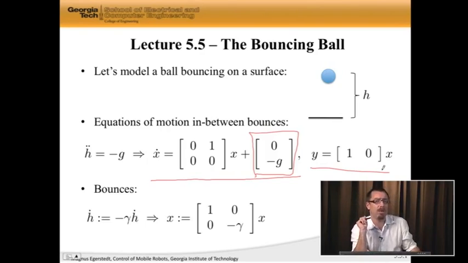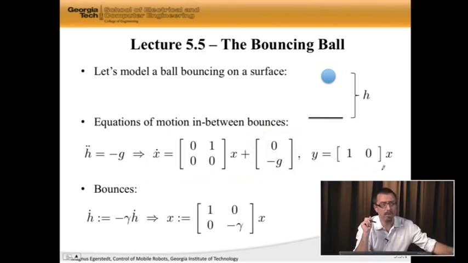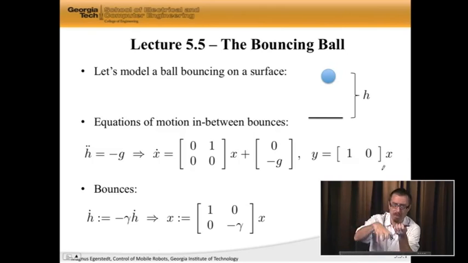What happens at the bounces? Well, you could try to model ball deformations and whatnot, but that seems rather complicated. So what we're simply going to say is that these are what's called inelastic bounces, which means that a little bit of the energy is sucked out of the ball every time it bounces.